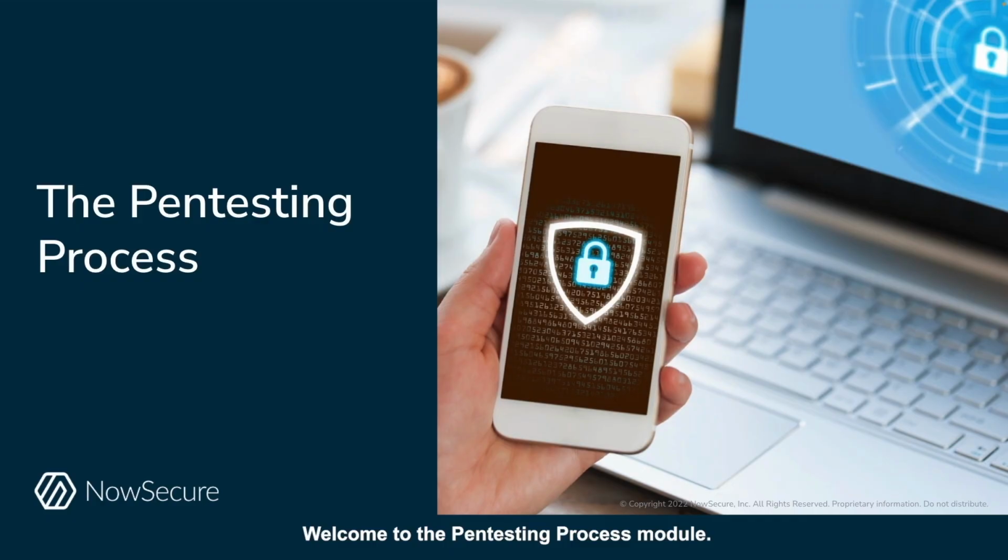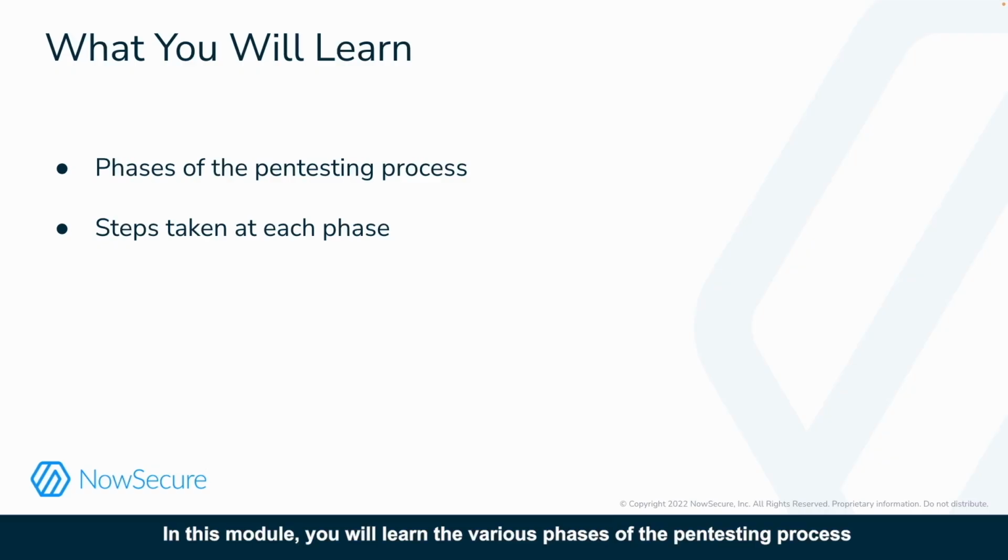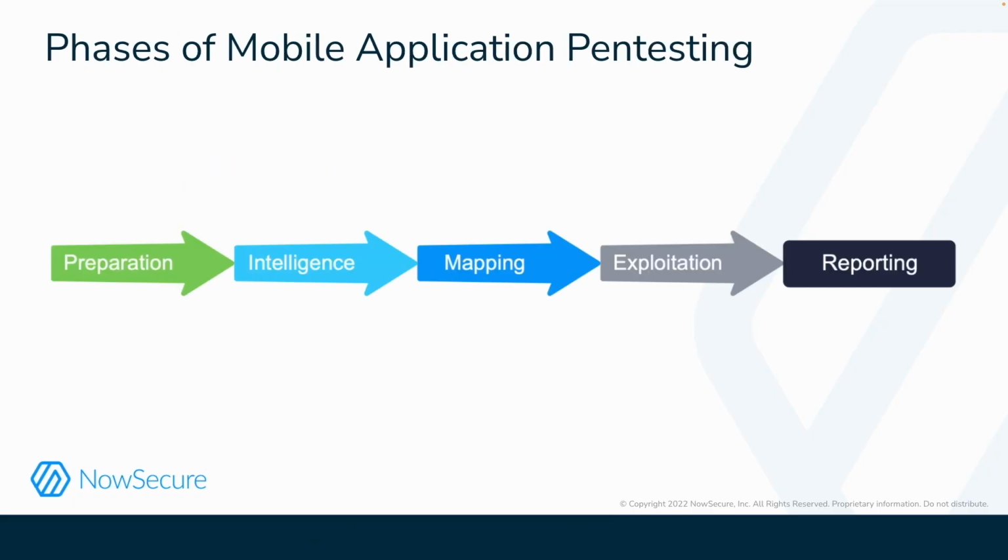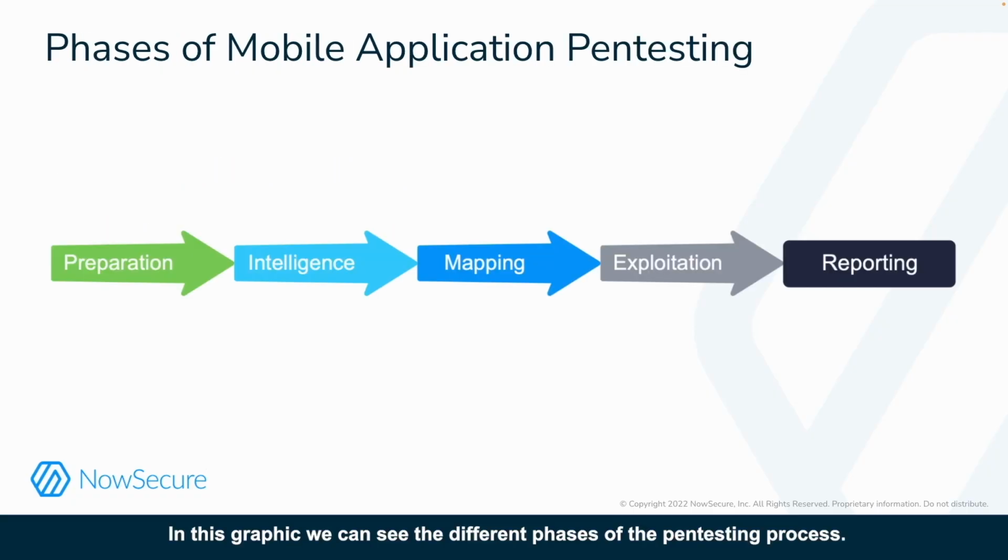Pen Testing Process Module. In this module, you will learn the various phases of the pen testing process and the most pertinent steps in each phase. In this graphic, we can see the different phases of the pen testing process. Depending on the organization, an analyst may see multiple variations of this process. However, mobile application security testing processes generally have similar procedures despite some deviation. We will focus on preparation, intelligence gathering, mapping the application, exploitation, and reporting.